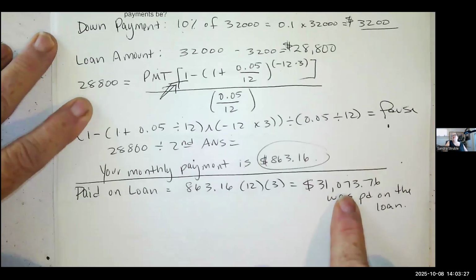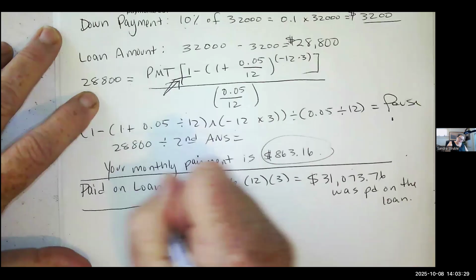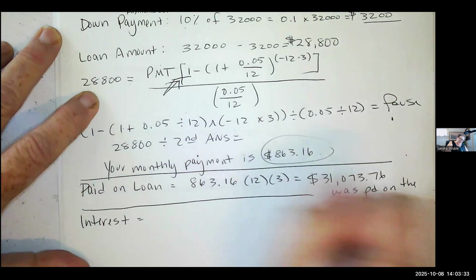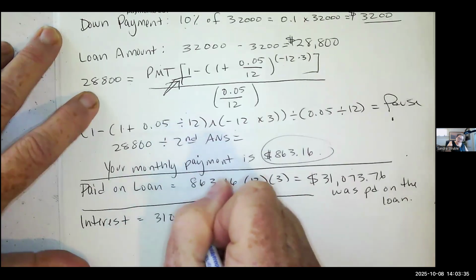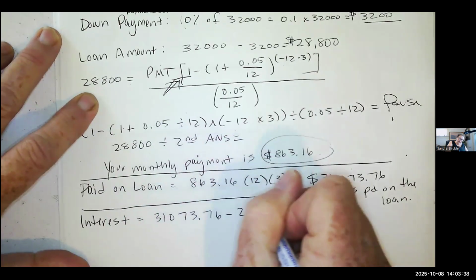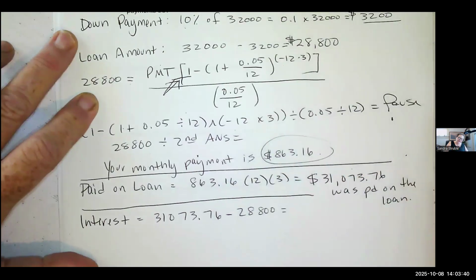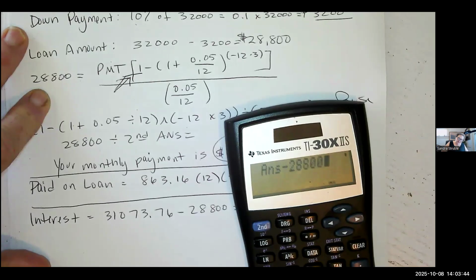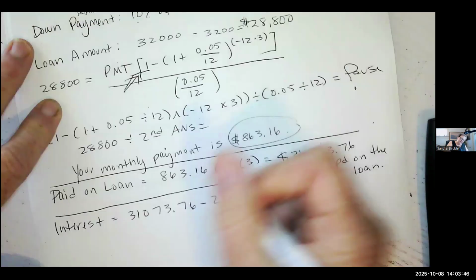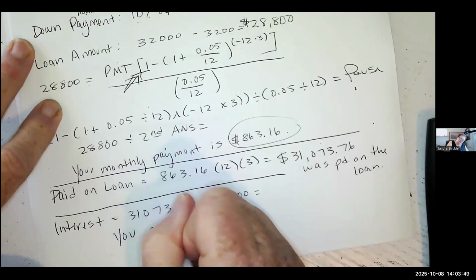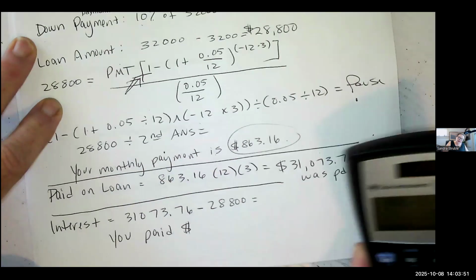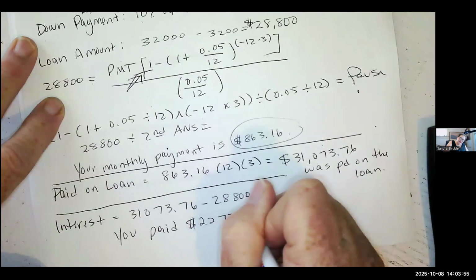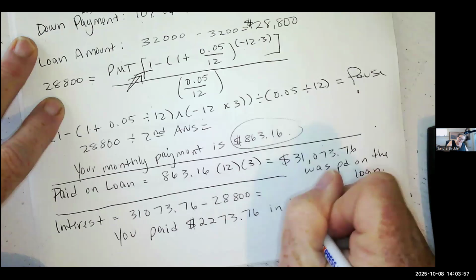Okay. We can find the interest out right now. So let's go ahead and do the interest. 31,073.76 minus the 28,800, which is the amount of the loan. Leave the number in the calculator and subtract 28,800. So you paid, don't forget your dollar sign, $2,273.76 in interest.